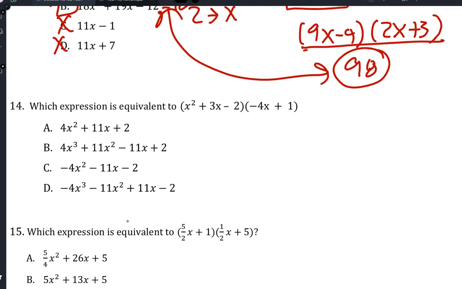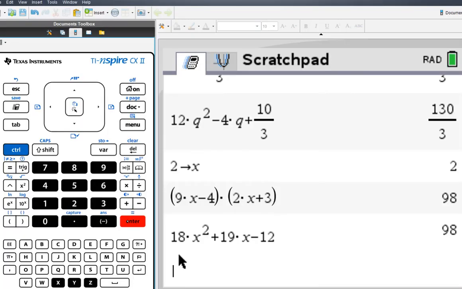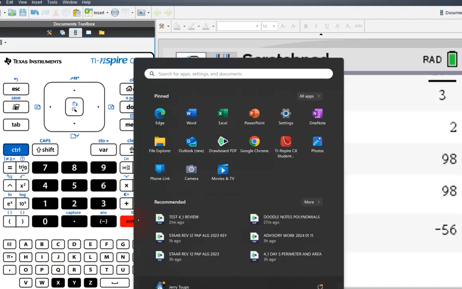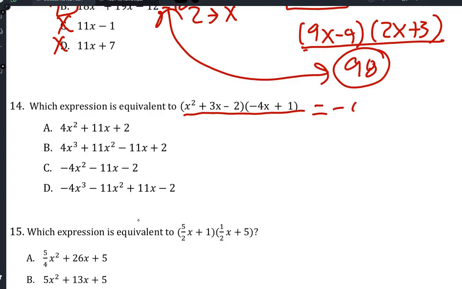Same thing here. It's multiple choice. We're going to leave 2 stored as x. We're going to type this problem in. So let's go to our calculator and type in number 14, parentheses x squared, and then plus 3x minus 2, close the parentheses, times negative 4x, and then plus 1. Close the parentheses. I've typed this in, hit enter, I get negative 56. So go to your paper. This is equal to negative 56.